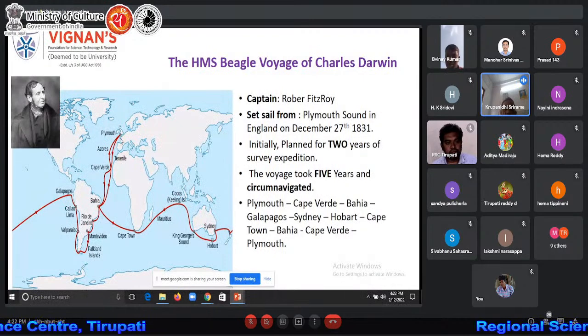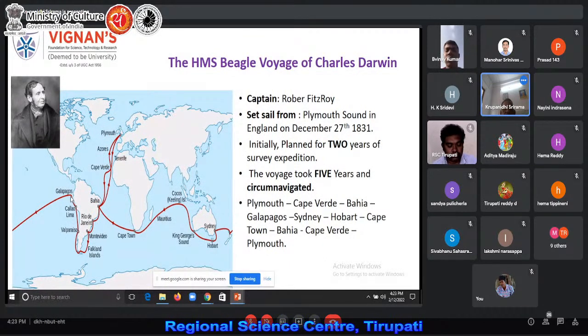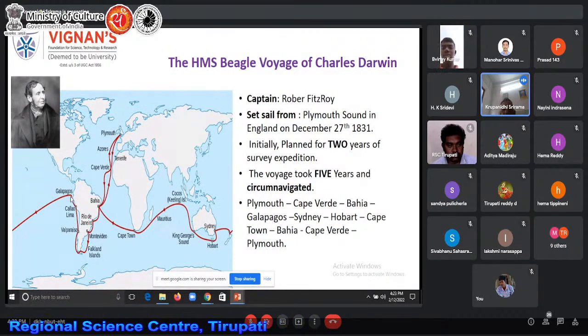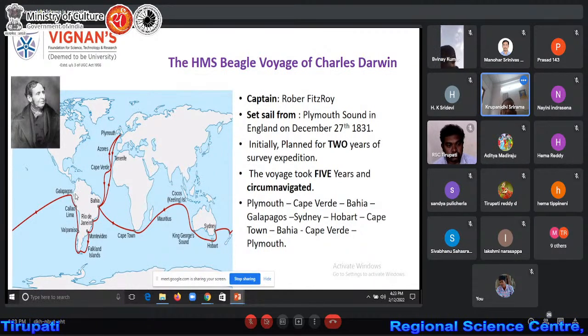So let us know the route now. From Plymouth, they came towards Cape Verde, an island west of Africa. From there, they came to South America, and ultimately went to the Galapagos. Here, Charles Darwin got an enormous amount of data on adaptation, variation, and variability, and the manifestation of the variables. All those things he collected. These Galapagos Islands are in the country of Ecuador. After Darwin visited them, the Galapagos Islands have become an international tourist spot.